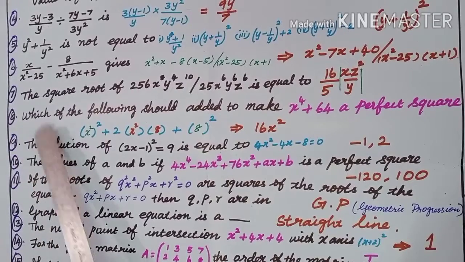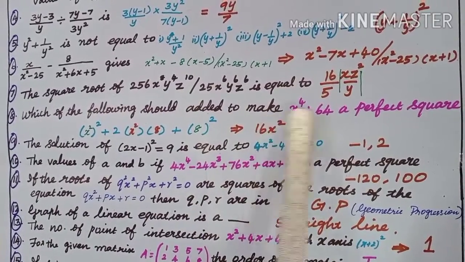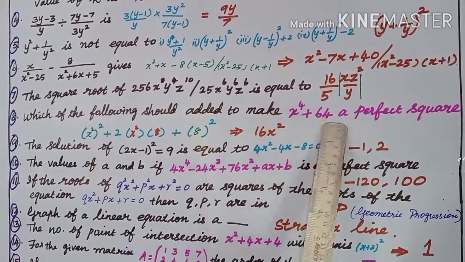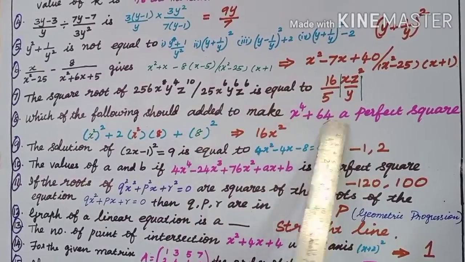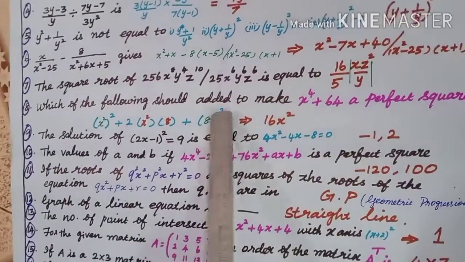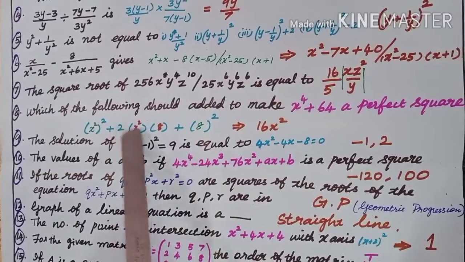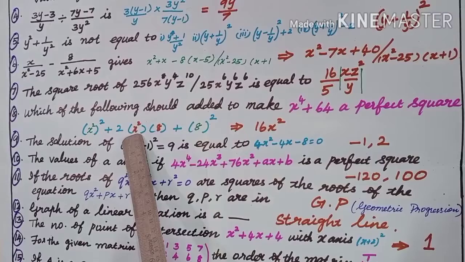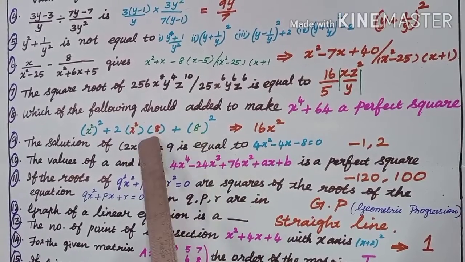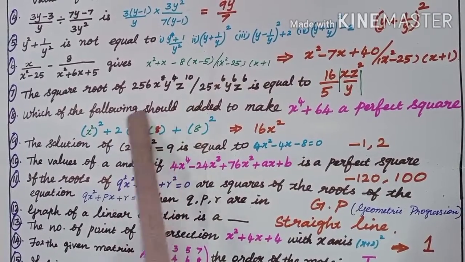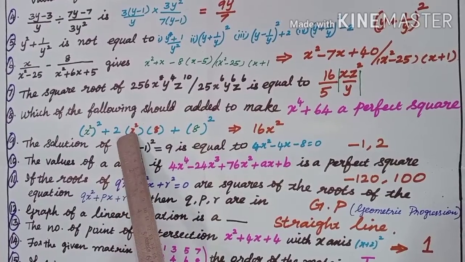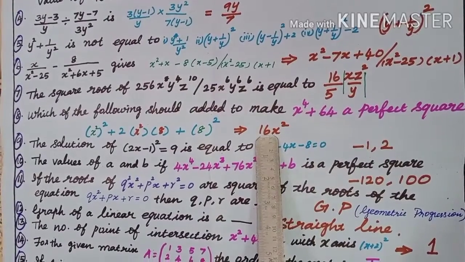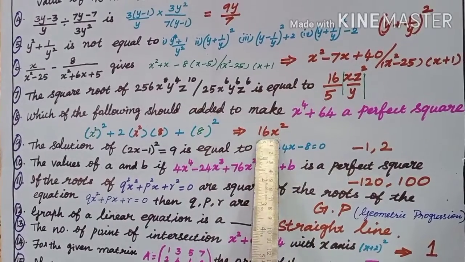Eighth one, which of the following should be added to make a perfect square? This is the first number squared, x squared the whole squared. This is the last number, so 8 is the square root of 64. So 8 squared. For the middle term you substitute the first term in 2ab. So the first term x squared you substitute here, b value 8. What is the middle term? So the middle term is 16x squared. So your answer, to get a perfect square, you add 16x squared. Your answer is 16x squared.